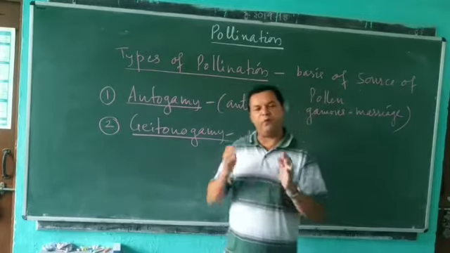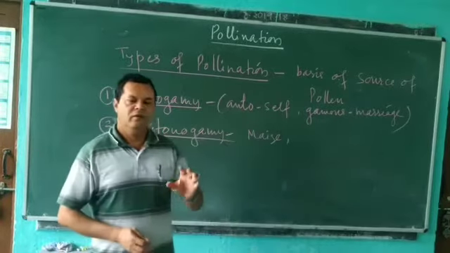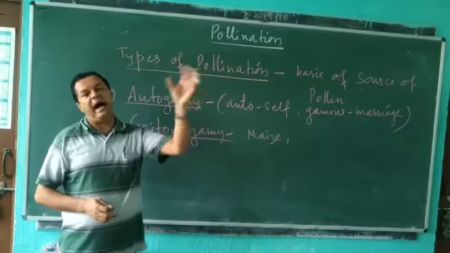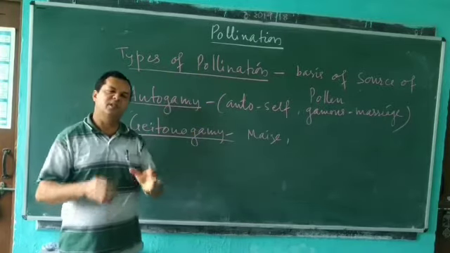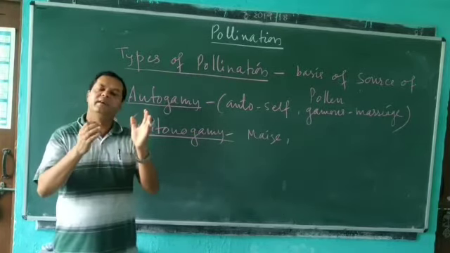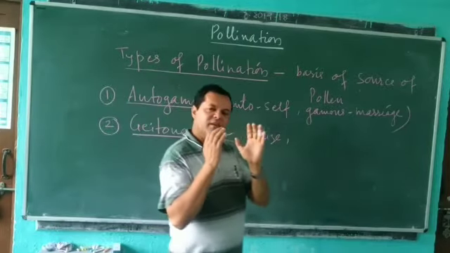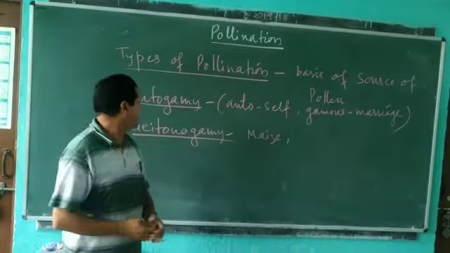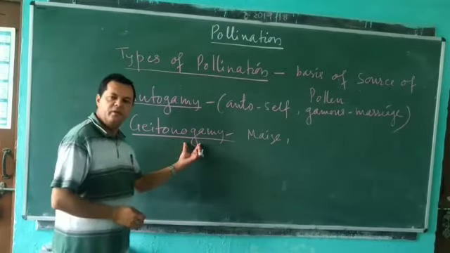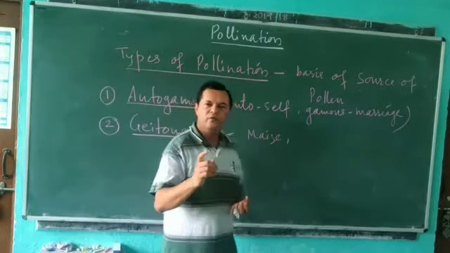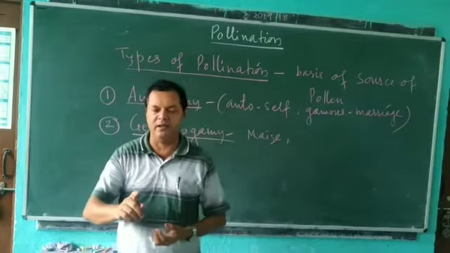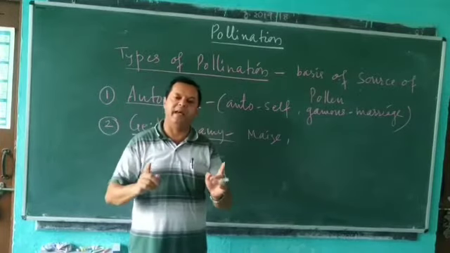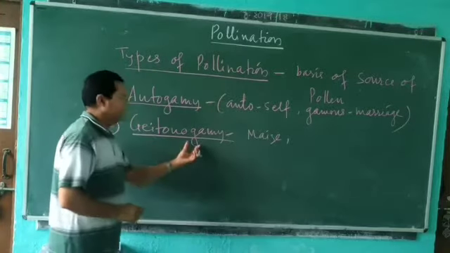When the transfer of pollen grains from the anther of a male flower to the stigma of a female flower takes place within the same plant, it is known as geitonogamy. The anther of the male flower to the stigma of the female flower, but produced in the same plant, is known as geitonogamy.